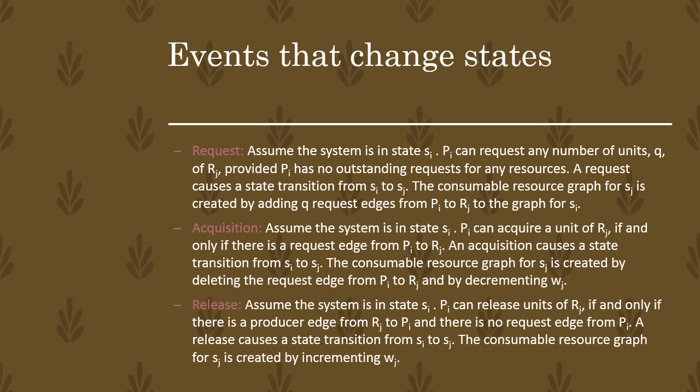Release. Assume the system is in state Si. Pi can release units of Rj if and only if there is a producer edge from Rj to Pi and there is no request edge from Pi. A release causes a state transition from Si to Sj. The consumable resource graph for Sj is created by incrementing Wj.